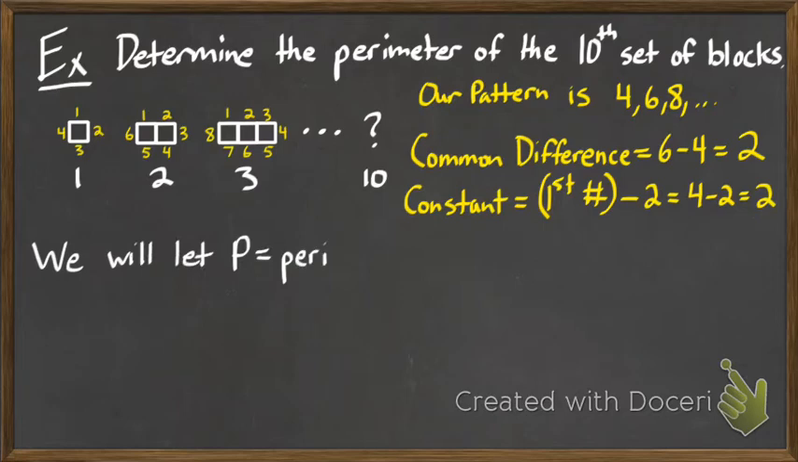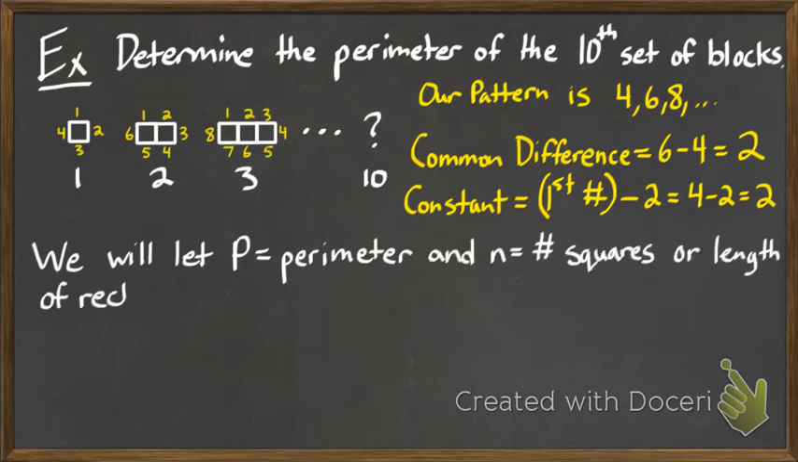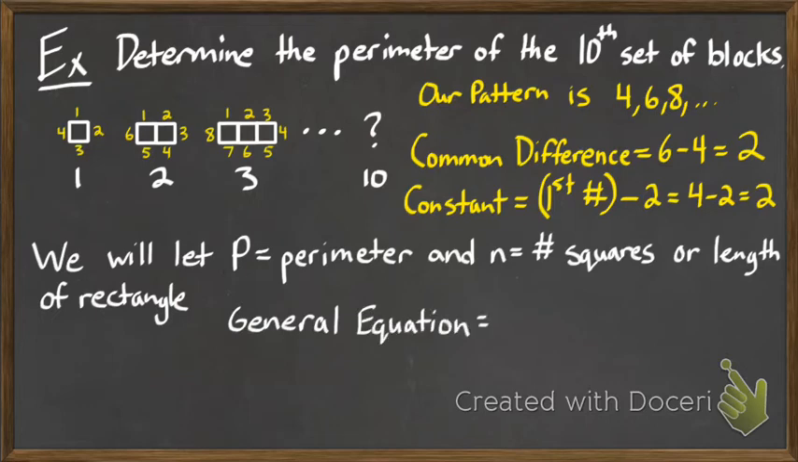Alright, so in this example, we're going to let P be our perimeter and N be the number of squares, or the length of the rectangle in our given diagram. To find our general equation, we're going to say that our perimeter with respect to N is 2, our common difference, times the number of squares in our diagram, so N, plus our constant of 2.